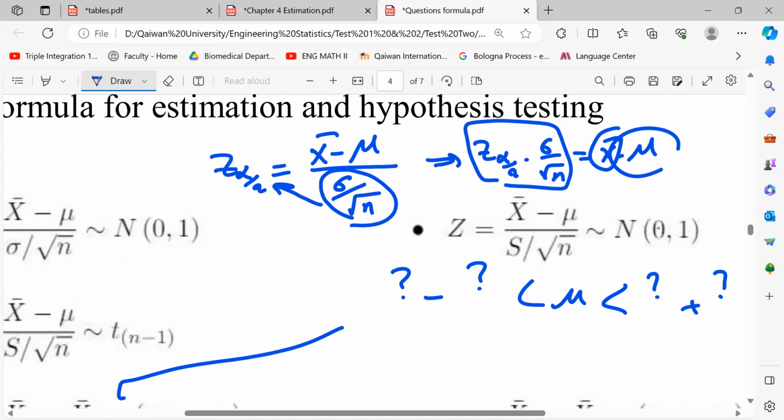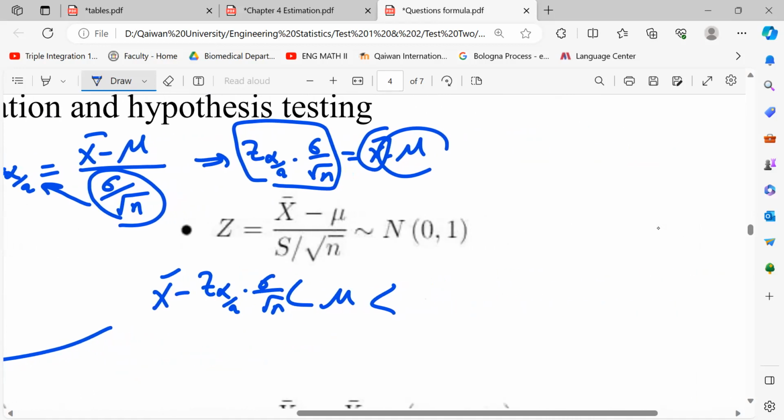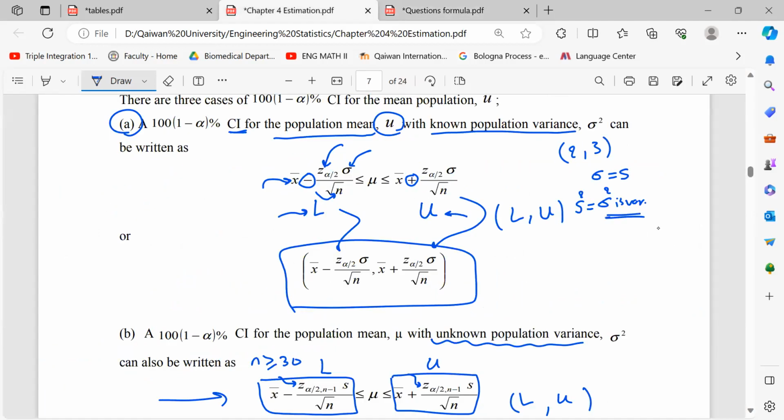For the left hand side, this gives x bar minus z of alpha over 2 times sigma over root n. In the right hand side, we have the same, but changing this negative to positive: x bar plus z of alpha over 2 times sigma over square root n. Let's compare this with the rule. You got the same. Okay? So it's easy to construct.